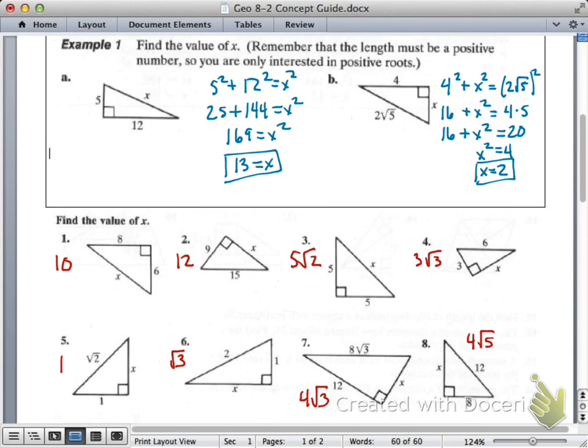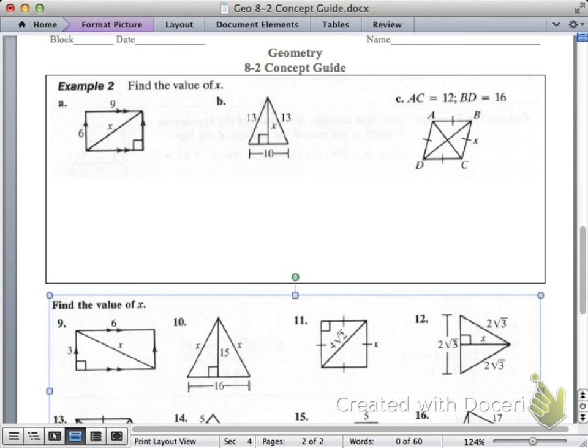Okay, I hope that went well. Okay, on to the next piece. There are lots of shapes that have right triangles within them. Rectangles, squares, rhombuses, especially triangles, especially isosceles triangles. And that's what these questions are now about. We're going to use things we know about shapes along with this new theory to solve for missing variables.